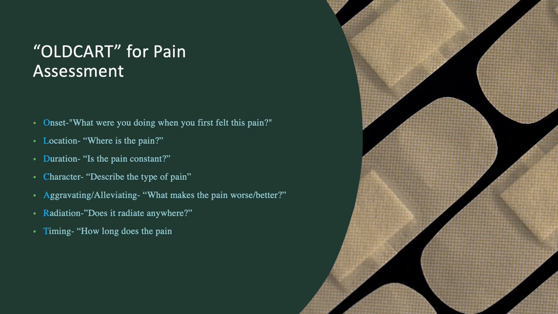All right, timing, how long is the pain? How long have you had this pain? All right, has it been a day or a week? Because if you've had a pain for 6 months, that's a chronic condition. That's not an acute condition.